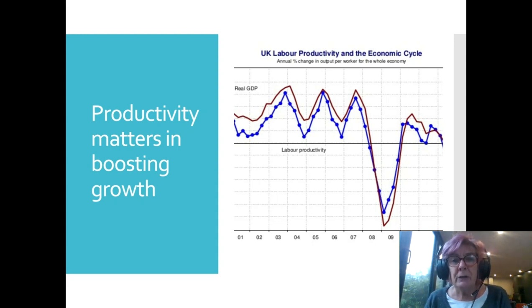And I just want to show you this little graph which illustrates really well, I think, that relationship between UK labour productivity and the economic cycle. So the red line we're looking at here, the reddish brown line, is real GDP. The blue line is labour productivity. And look how closely they mirror each other. So when labour productivity falls, GDP tends to fall. When labour productivity goes up, GDP tends to go up.